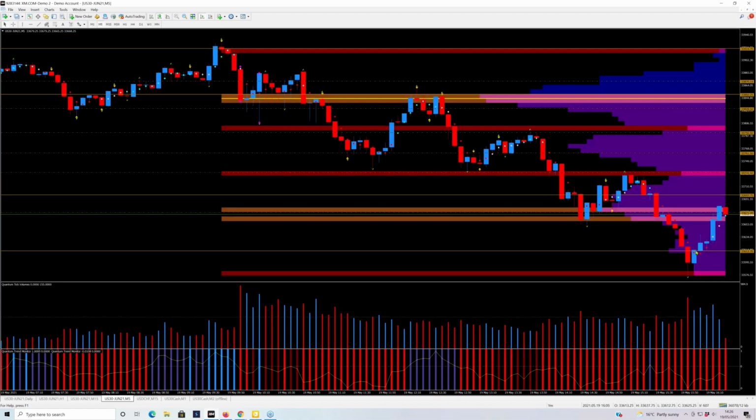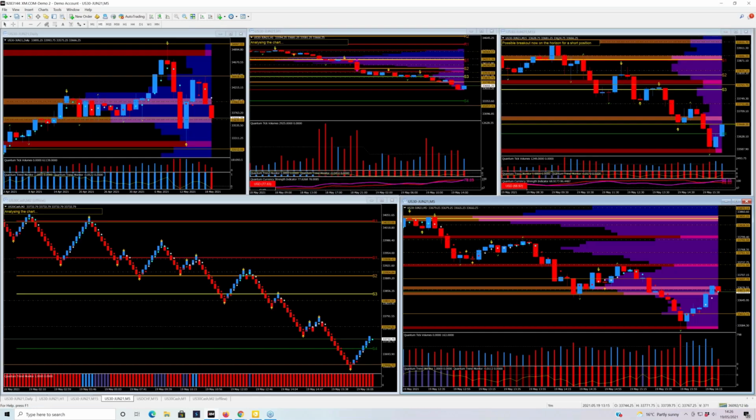And also, this is a lovely example of a tweezer bottom and a 2-bar reversal. Right, I think I'm going to pass over to David, because I think, are you going to look at gold? I have gold here. I've got all sorts. David's got all sorts, but gold, again.